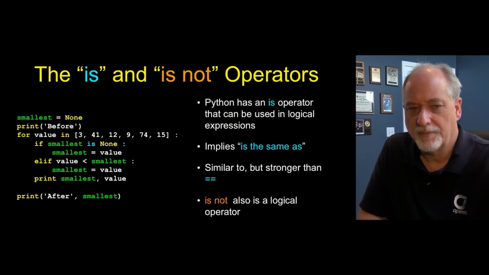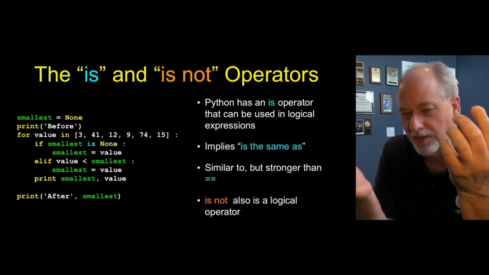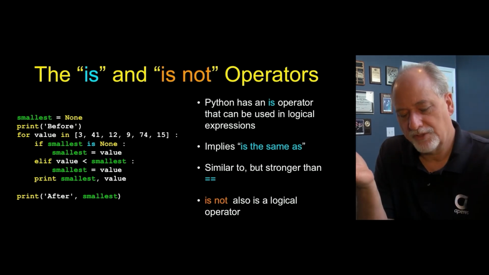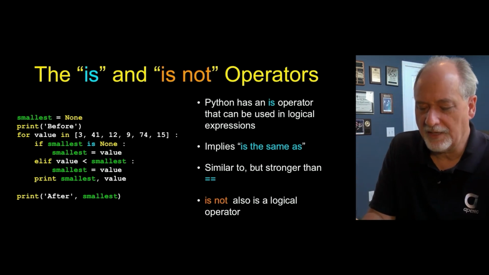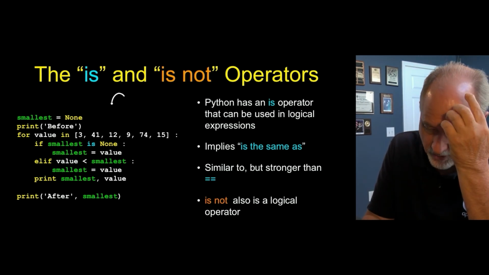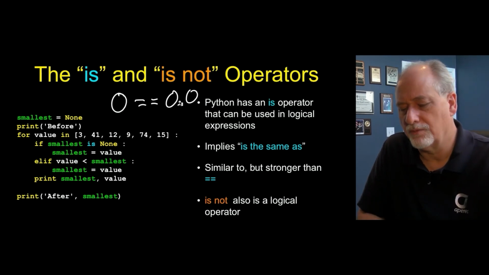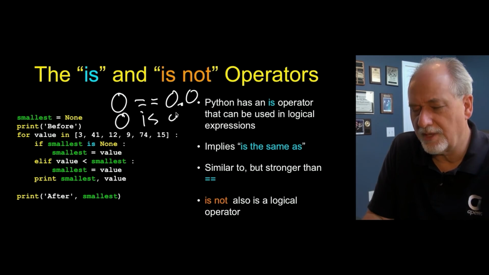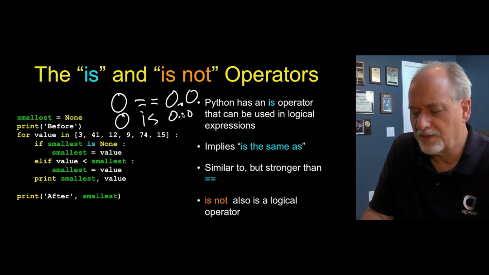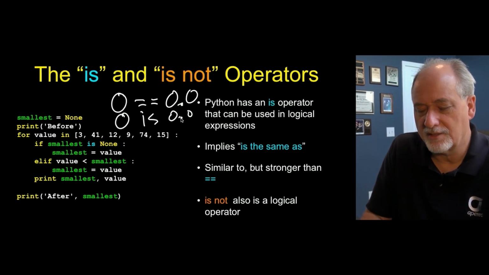It is stronger. Double equal says are these things equal in type and value? So just as an example, if I were to say, is 0 equal to 0.0, it would say, yeah, that's true. But then if I say 0 is 0.0, that would be false. So that's because these two are the same value-wise, and these two are not the same type-wise.